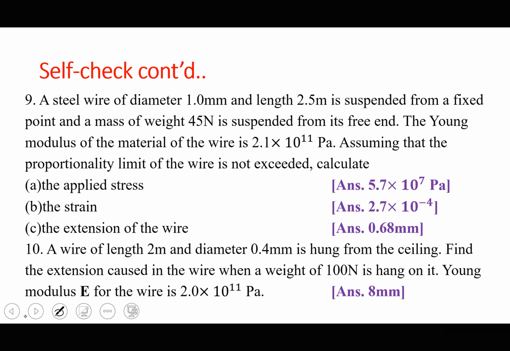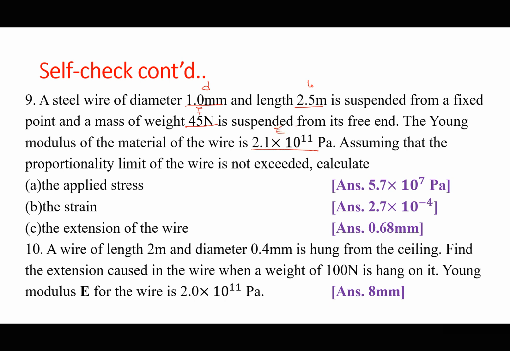A steel wire of diameter 1 millimeter and length 2.5. So this is diameter, this is original length. Is suspended from a fixed point and a mass of weight 45 newtons. So this is going to be F, which is the load, displacement from its free end. The Young modulus of the wire is 2.1 times 10 to the power of 11 pascals. So this is going to be capital E.